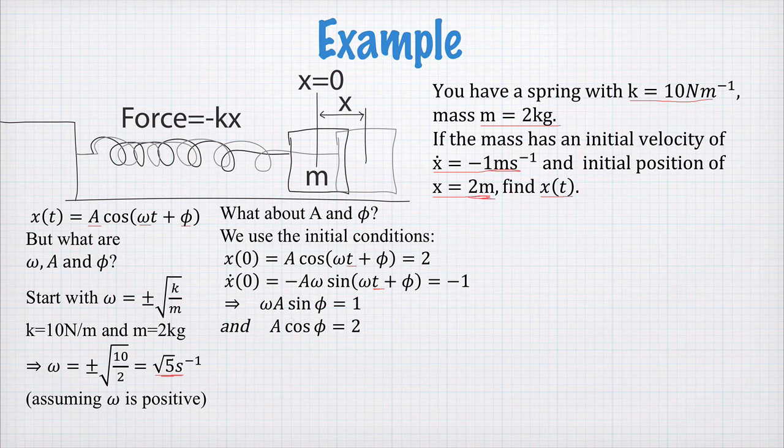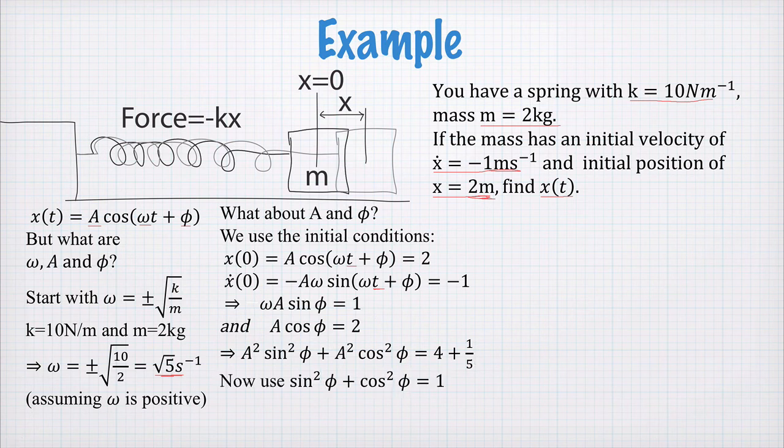First of all, we square these two equations, allowing us to write an equation for the sum of A squared sine squared phi plus A squared cos squared phi. And using these two equations to get these two terms here, we find that the sum of these terms must equal 4 from 2 squared and 1/5, and the fifth comes from this omega coming down underneath this 1. So we use sine squared plus cos squared is equal to 1, and then calculate that A squared must be equal to 21 divided by 5. Okay, so we know the amplitude of the motion.